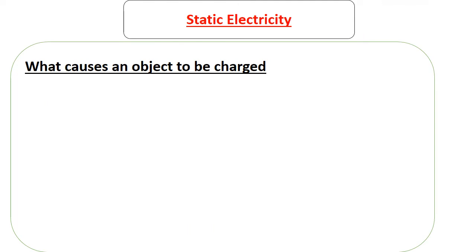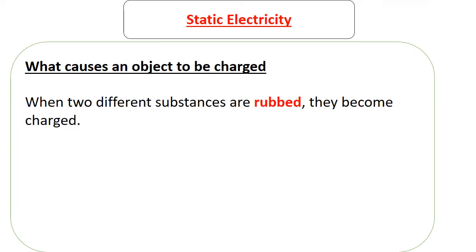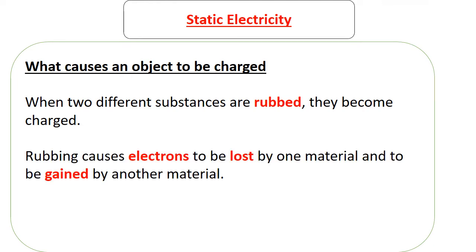So what causes an object to be charged? In chemistry, we talked about stability, but in physics, we are looking at it from the materials perspective. Physics is about materials. So from the materials perspective, what causes an object to be charged is rubbing. When two different substances are rubbed, they become charged. So rubbing causes electrons to be lost by one material and to be gained by another material, resulting in both of the materials becoming charged.